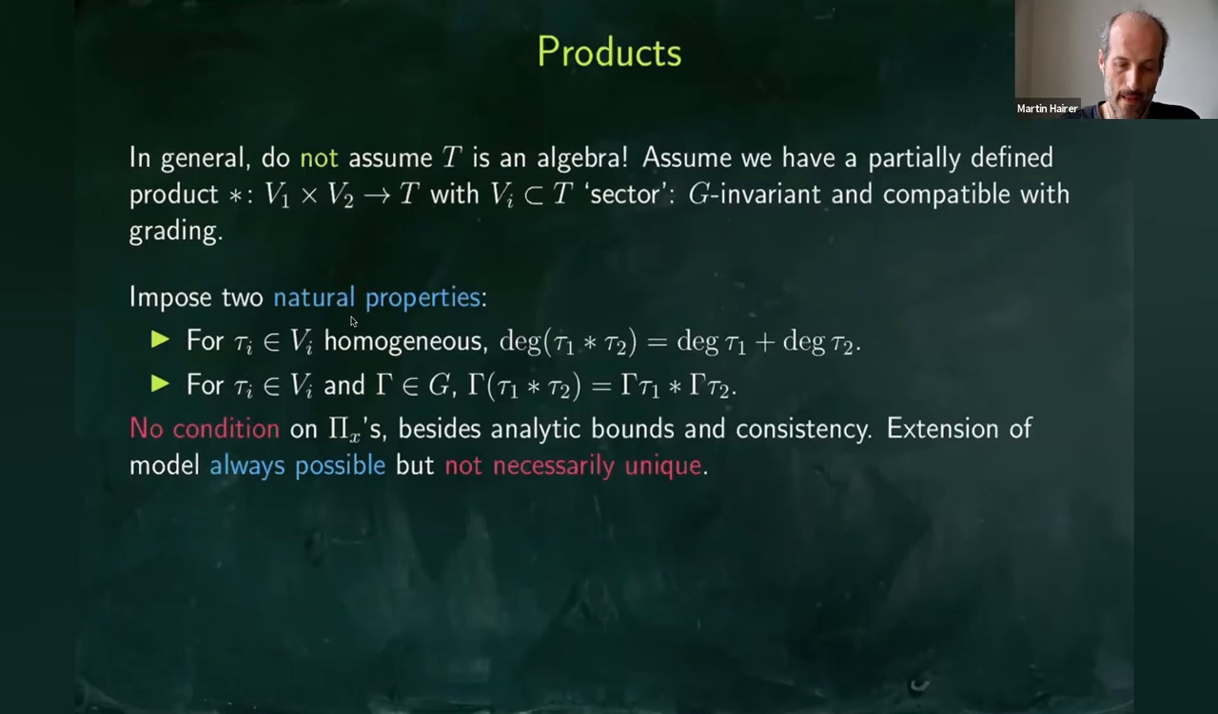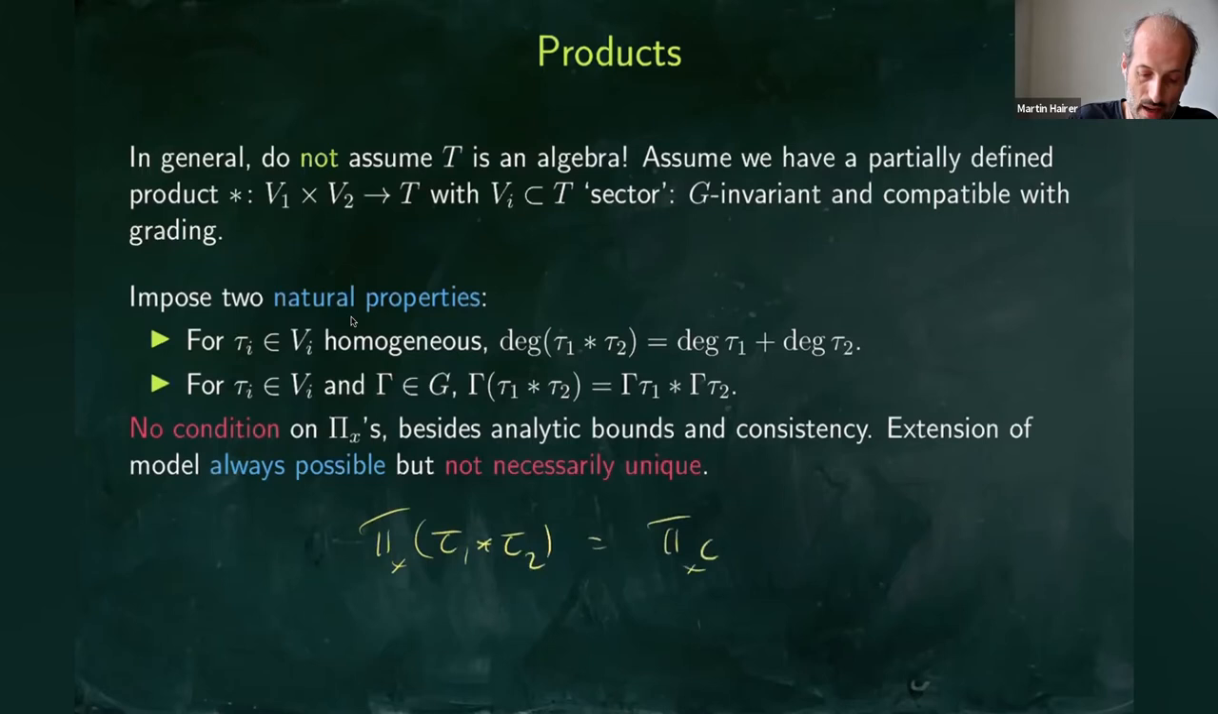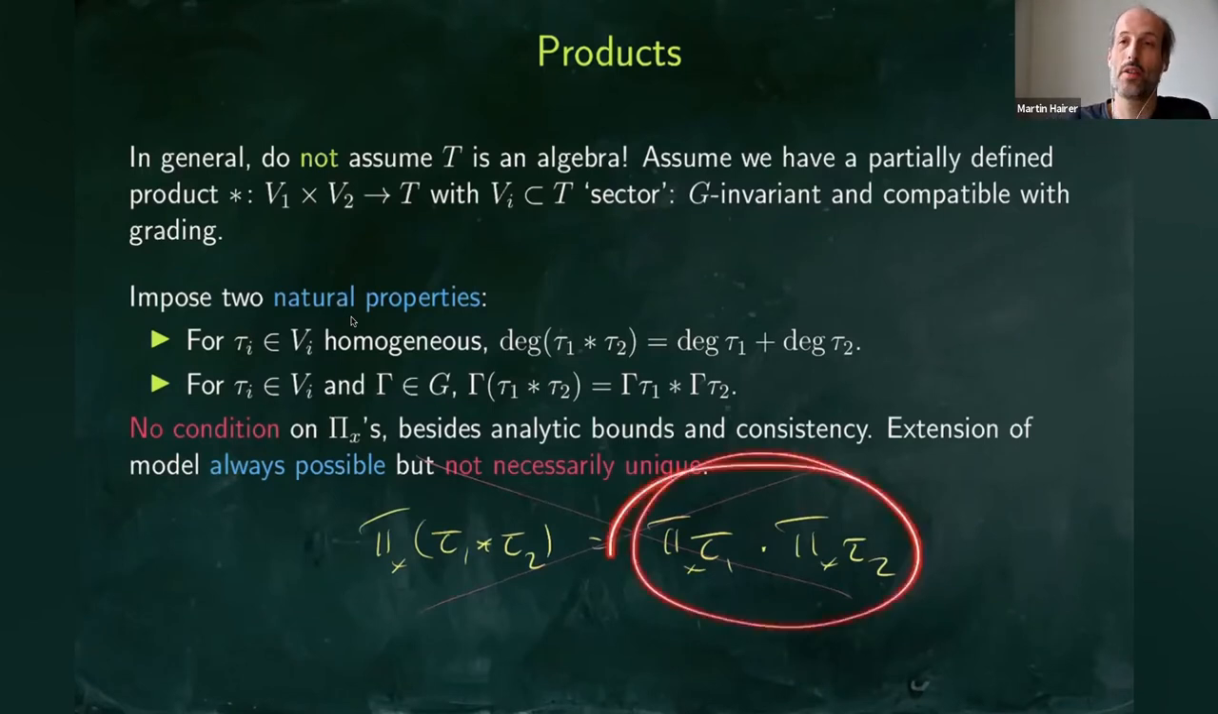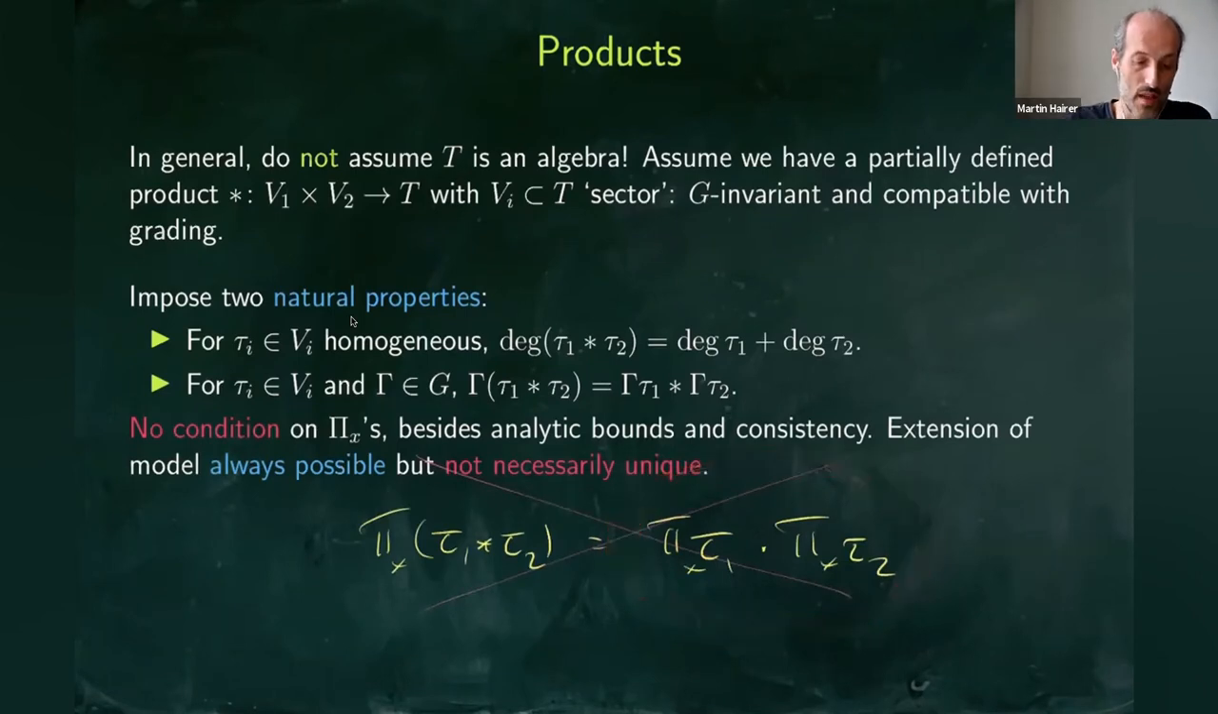Okay, and then the other important thing is what I do not impose. In particular, I do not impose things like pi x of tau one times tau two equal to pi x tau one times pi x tau two, right? I do not impose something like that. And why not? Well, I can't, because I just don't know how to define this a priori. It's not clear what this product would mean, because these are distributions of some regularity, and they could be of very negative degree. These could be distributions of quite negative regularity, and I just don't know how to multiply them in general, right? So I cannot impose something like this.